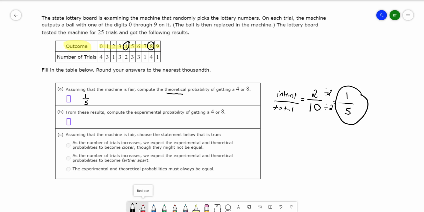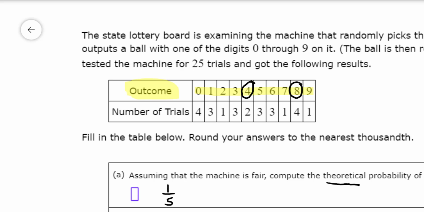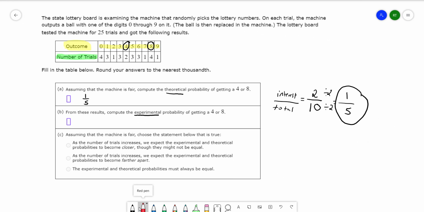Okay, now let's look at the next one. We're looking at experimental probability. Experimental probability means we're going to look at the actual trials now. So let's look at the number of trials. So this is experimental. Again, you're looking at the trials. So same question. In terms of getting a 4 or an 8, what are the possibilities? So for this one, we're going to look at the total number of trials. So how many times was the experiment conducted? And then again, what are we interested in? So in this case, we're interested in a 4 or an 8.